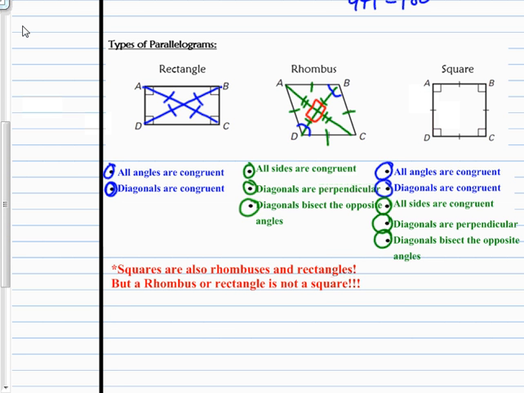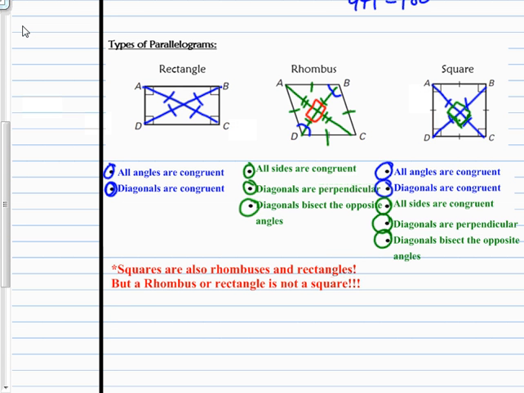The angles are congruent. When I draw my diagonals, AC, BD, they're congruent. So not only are they bisecting each other, but they're congruent to each other. All the sides are congruent. The diagonals are perpendicular. So where they intersect, I have these right angles all around. If this is 90, that means this has to be 90 because they have to add to 180. If this is 90, this has to be 90 because these 2 have to add up to 180. And if this angle's 90, this one has to be 90 because those 2 angles have to add up to 180. So if one of them is 90, they all have to be 90. So squares are also rhombuses and rectangles.